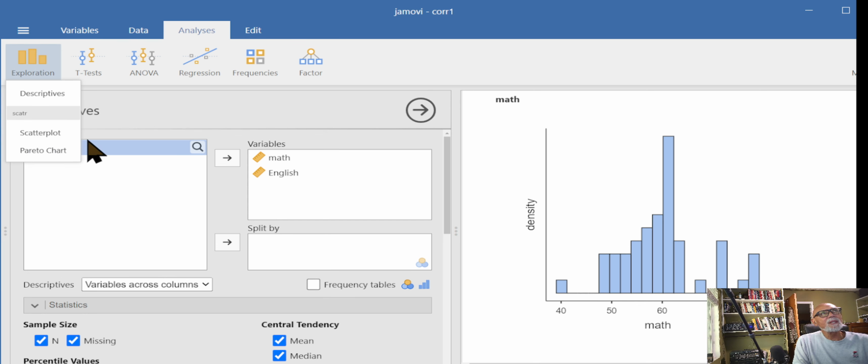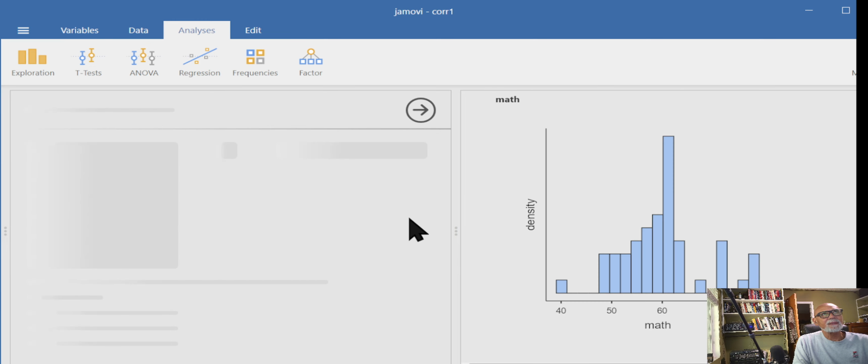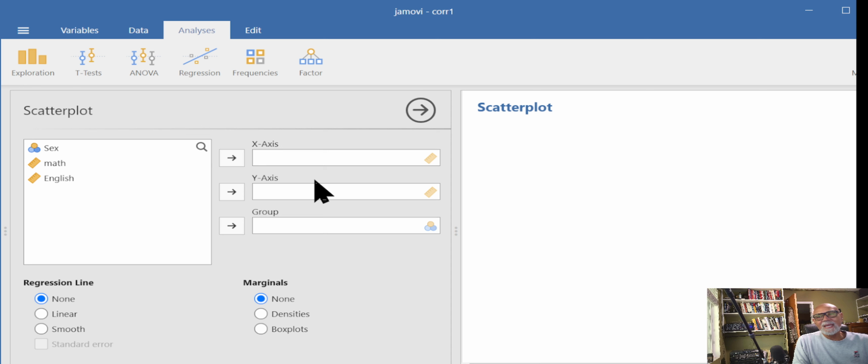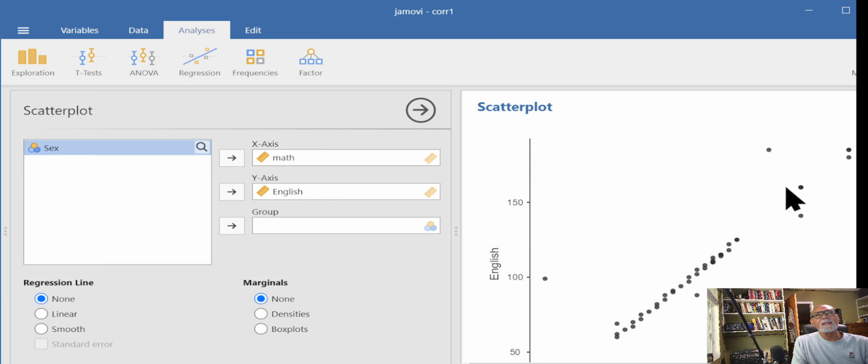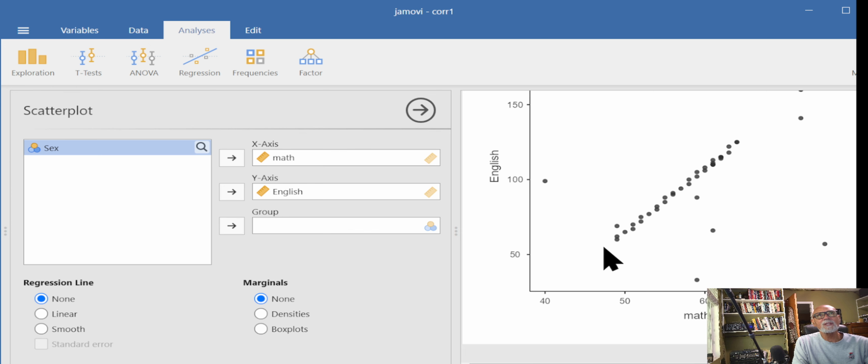Okay, but one other thing that we can do is we can take a look at our scatter plot. We can look at it outside of what we did with the correlation experiments. So let's just see if that looks any different. Okay, so this is basically what it looks like. And these scores line up very well. This is the reason why we set such a high correlational coefficient, because these points are so aligned. As students score higher on math, they tend to score higher on English.